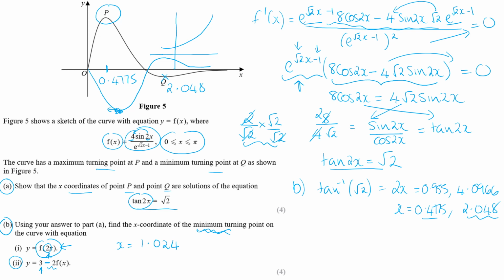The fact that we are going to be doubling it, timesing it by minus 1 and adding 3, those changes will affect the y-coordinate, but the x-coordinate will stay the same, and the minimum point will be at 0.4775, so 0.478 to 3 significant figures.